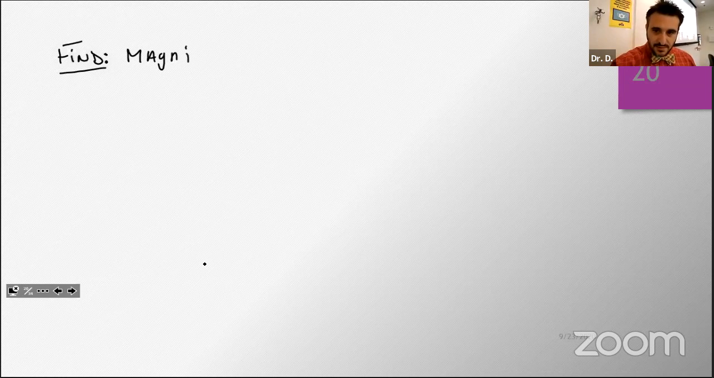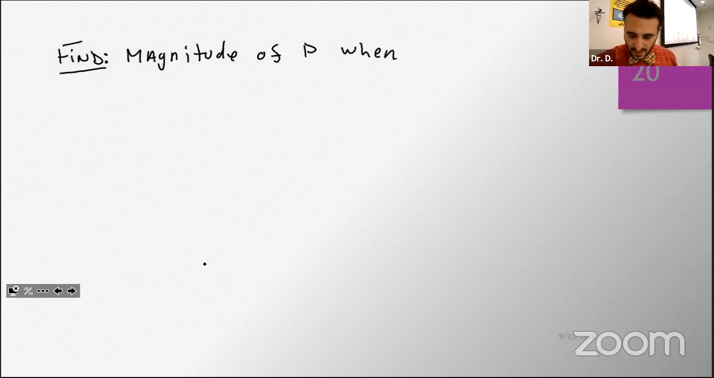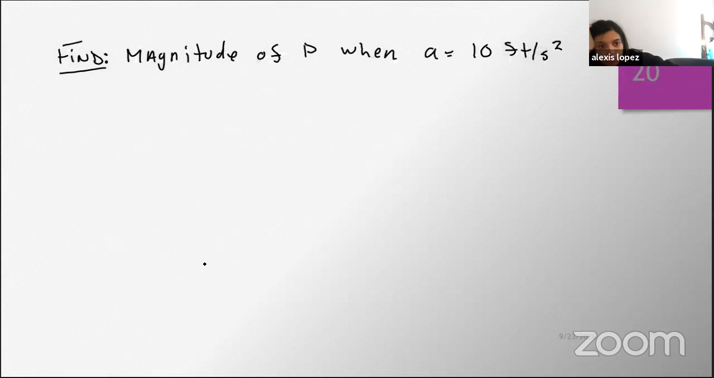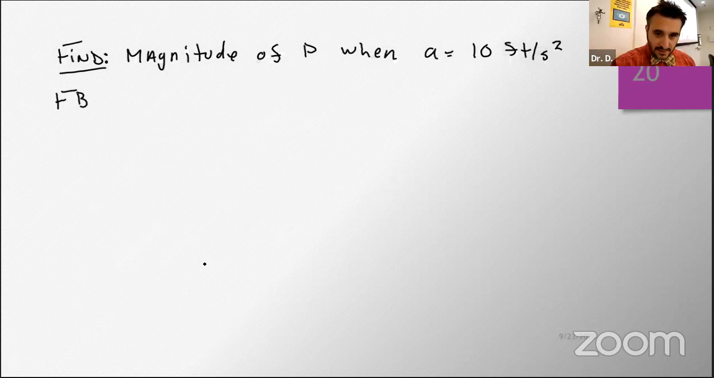So what are we being asked to find here? We want the magnitude of P when A is equal to 10 feet per second squared. That's what we want. So the first step is going to be drawing our free body and our kinetic diagram. So what does my free body diagram look like for this?